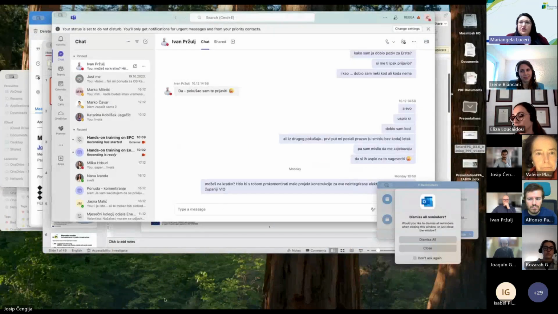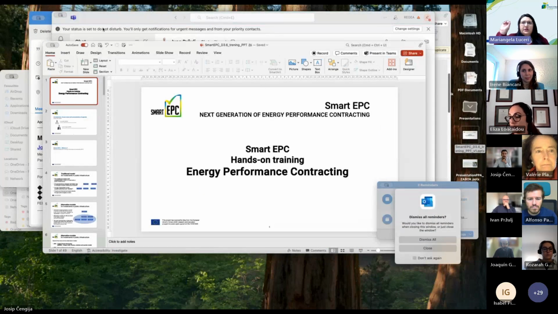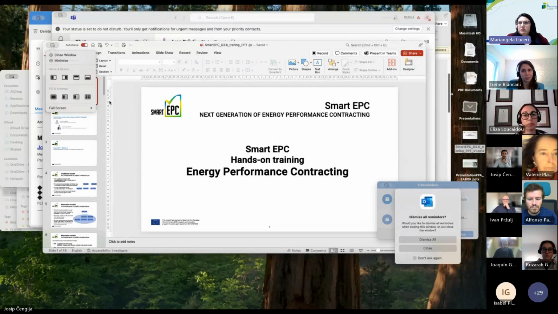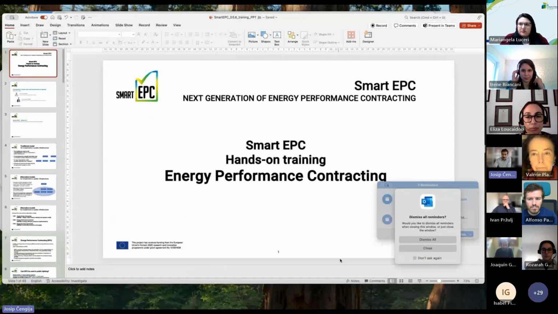And if you don't know how to change your names, it's easy. You just go next to the 3 dots in your name where you see people and rename yourself. Okay.